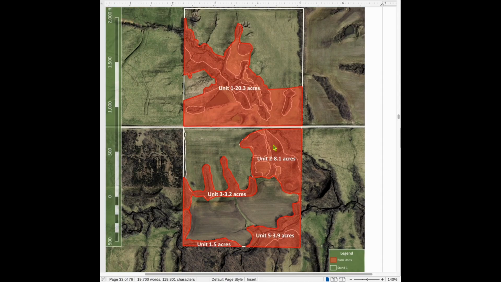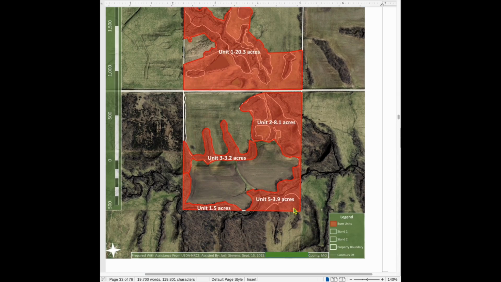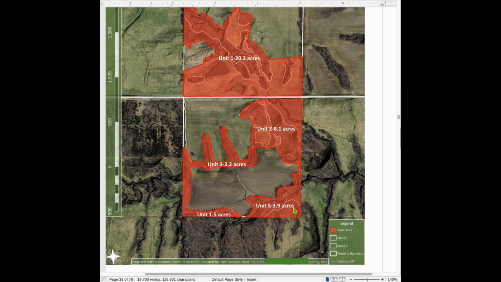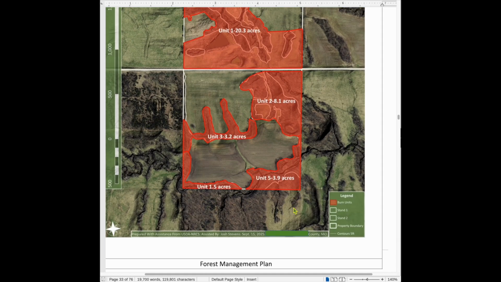And again, this is just suggested. This one could be divided up. These could be divided up. These could be combined. And I think over time, it's good to mix these up and not stay with a fixed burn unit template over time. In some cases, it might be good, but in a lot of cases, I think it's good to mix it up over time.